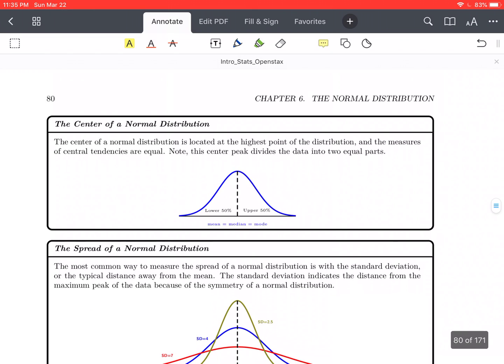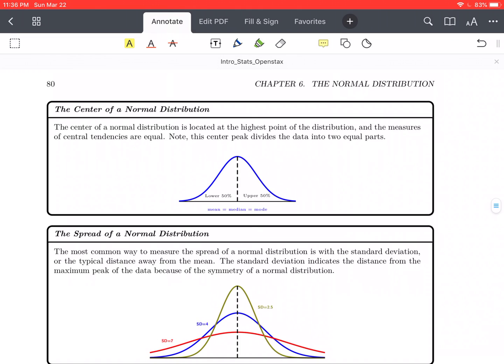If we look at the center of the normal distribution, this is the highest point, okay? It's the peak of the curve, and this divides up the area into two equal parts. This is the mean, median, and mode. This is our middle, divvying up the values into the lower 50% and the upper 50%.